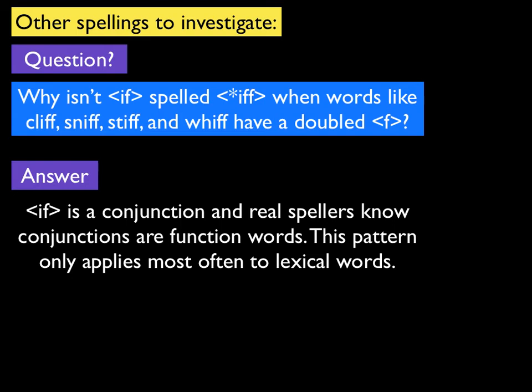There are some other ways to investigate this with kids, some questions they may come up with or questions you could pose for inquiry-based discussion and learning. Here's one. Why isn't IF spelled IFF when words like cliff, sniff, stiff, and whiff have all doubled Fs? The answer is that IF is a conjunction, and real spellers know conjunctions are function words. This pattern only applies to lexical words.